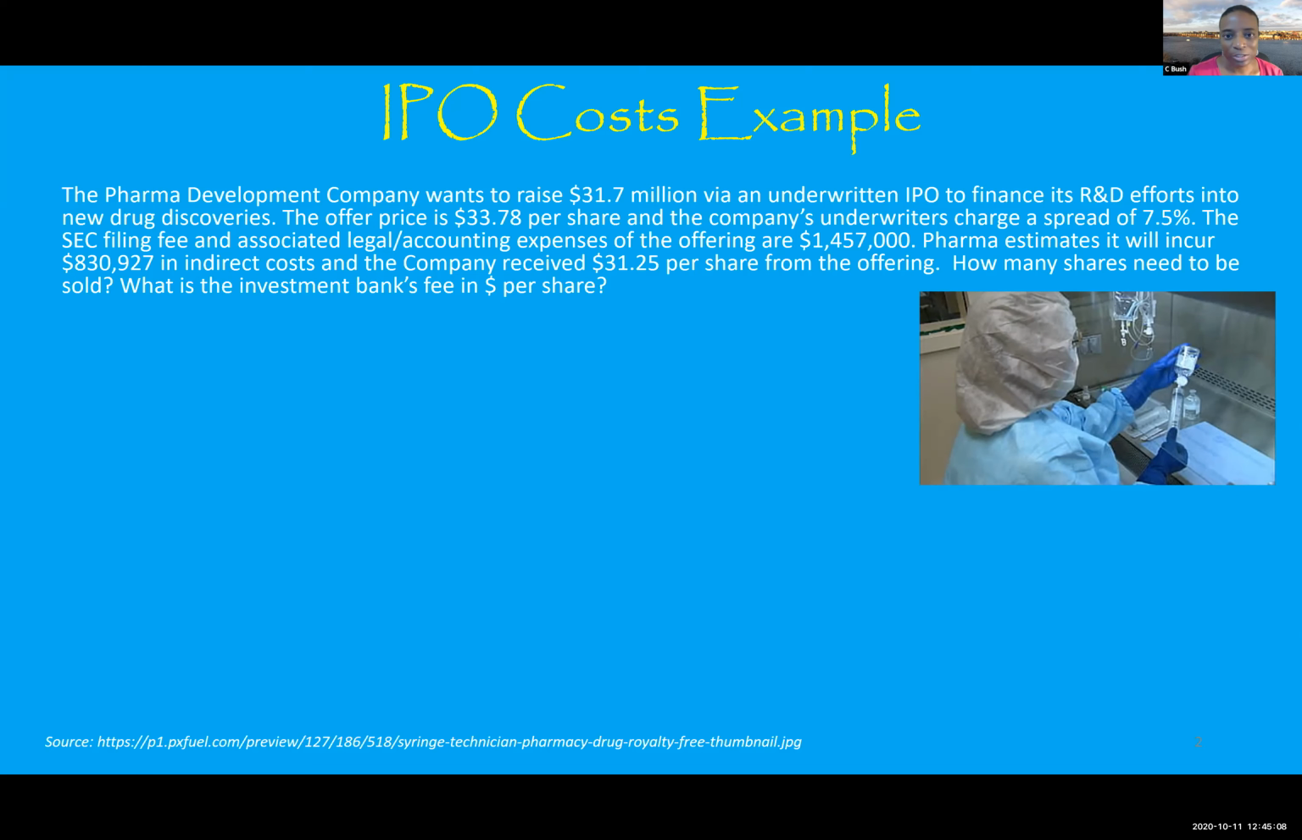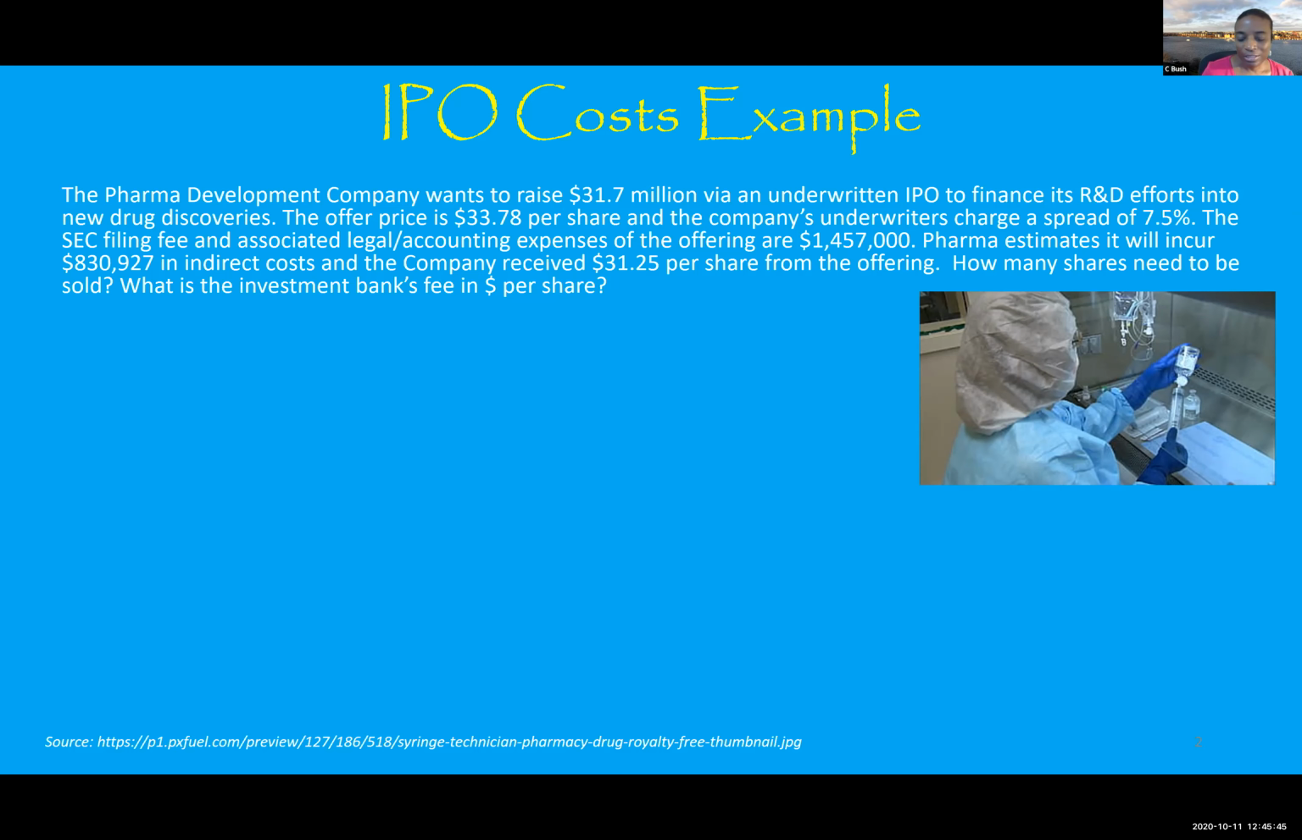The offer price is $33.78 per share, and the company's underwriters charge a spread of 7.5%. The SEC filing fee and associated legal and accounting expenses of the offering are $1,457,000. Pharma estimates it will incur $830,927 in indirect costs, and the company received $31.25 per share from the offering. How many shares need to be sold, and what is the investment bank's fee?